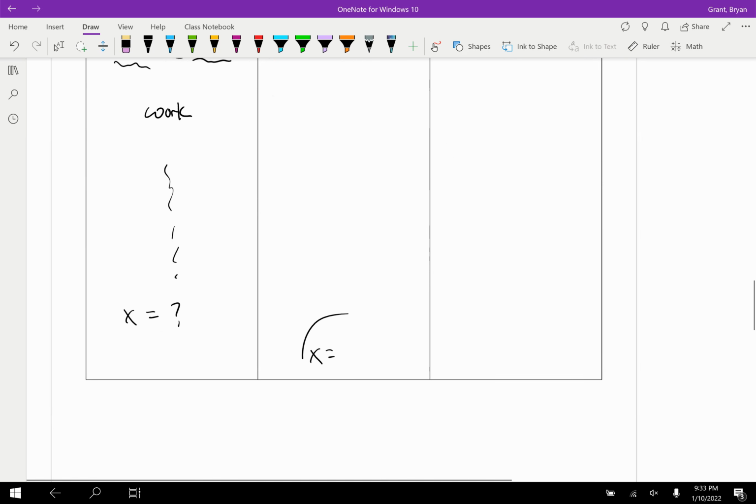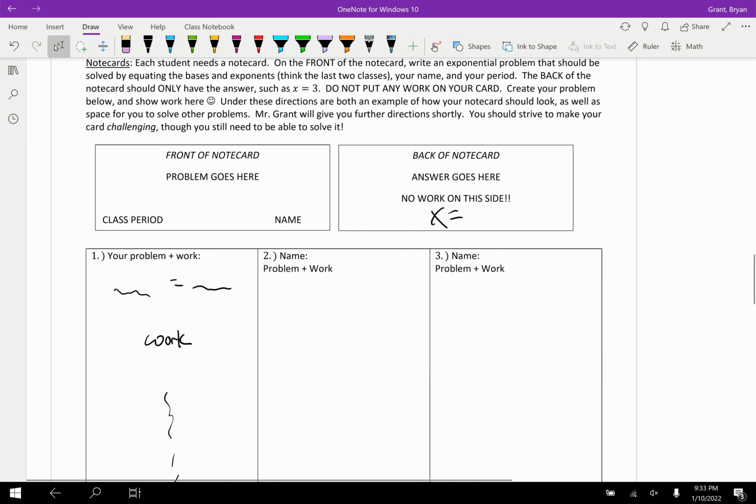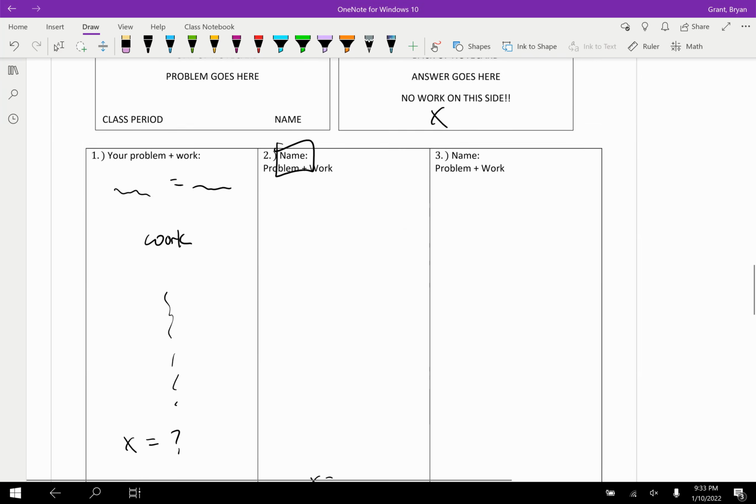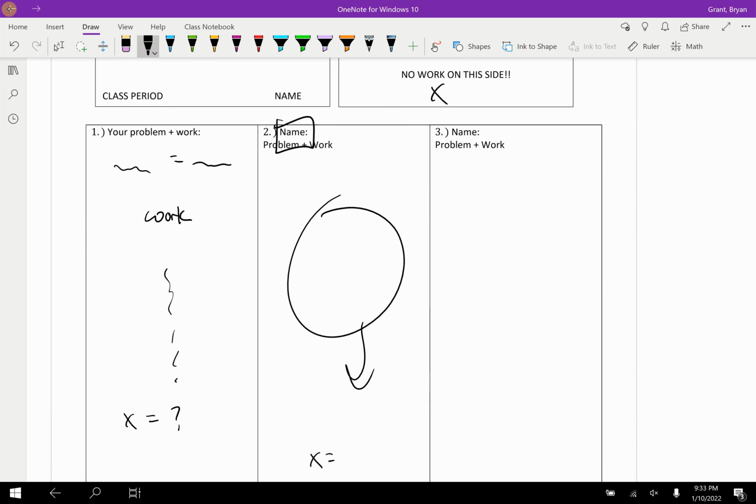Now, if your answer here doesn't match the person's answer on the index card, then you're going to use the name, hunt them down, and ask them about their answer. Ask nicely, and you're going to compare your work. You need to decide on who's correct. If they are wrong, and it happens all the time to me, to anyone, they're going to need to change their answer on the back, erase it, write the new one. If they're correct, you'll need to change your work and your answer.